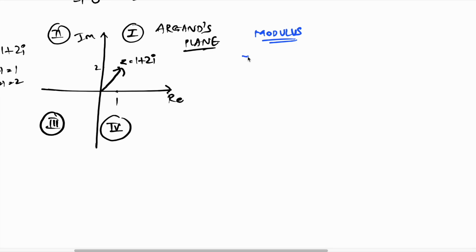So for example, if I consider 1 plus 2i, which is the complex number represented on the left side, the length of this complex number can simply be found by using the Pythagoras theorem. The modulus of z, the notation is the absolute value notation like this, is nothing but square root of 1 squared plus 2 squared, which is found using the right angled triangle here, the Pythagoras theorem. So in this case, I get the modulus as root 5.